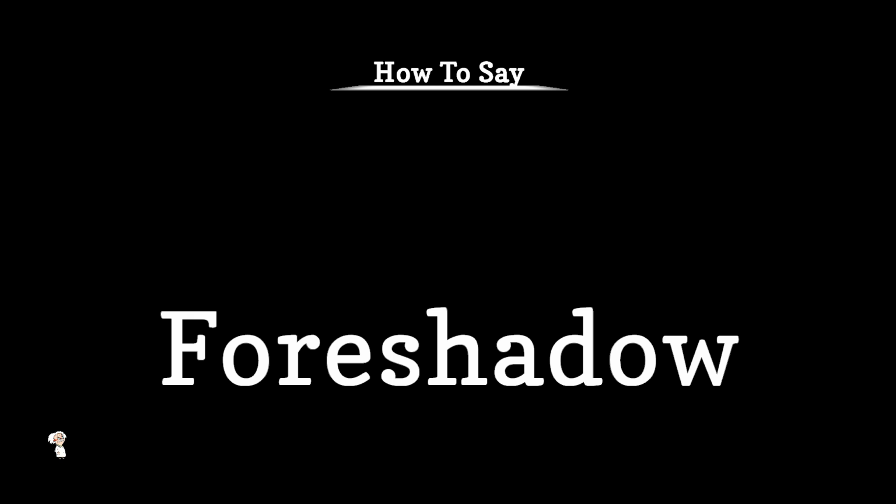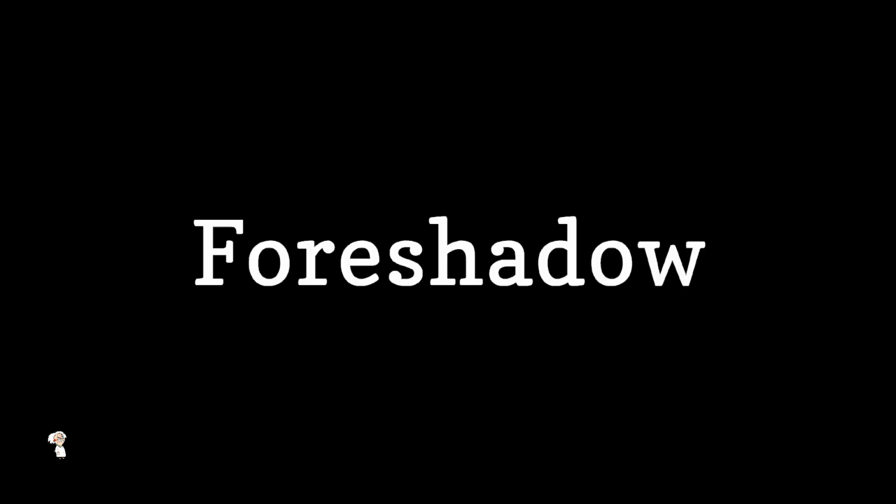In today's episode, we'll be focusing on the word foreshadow. Let's get started. The word foreshadow is made up of 2 syllables. Let's break it down. The first syllable is for. It is pronounced with a long O sound, like the word for.